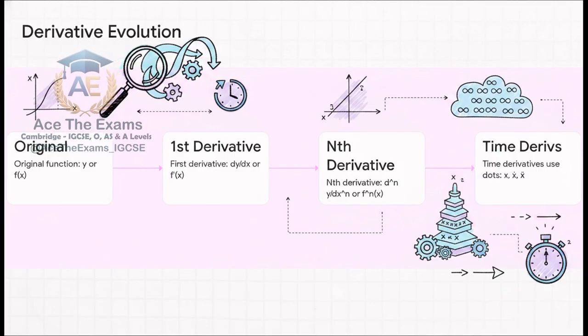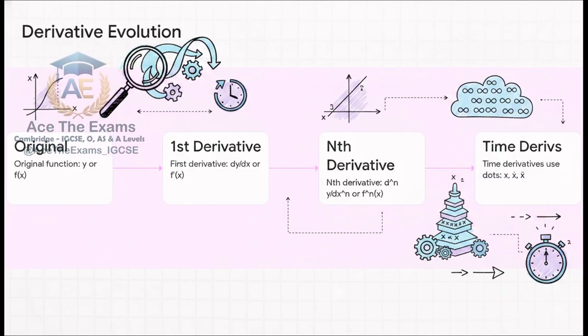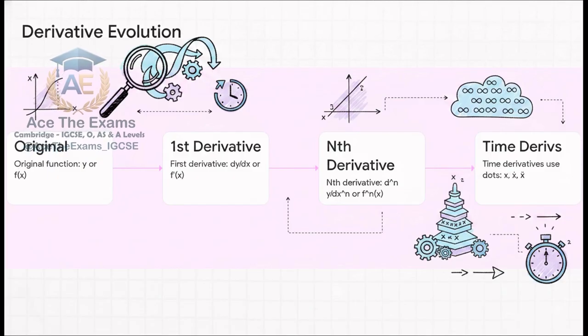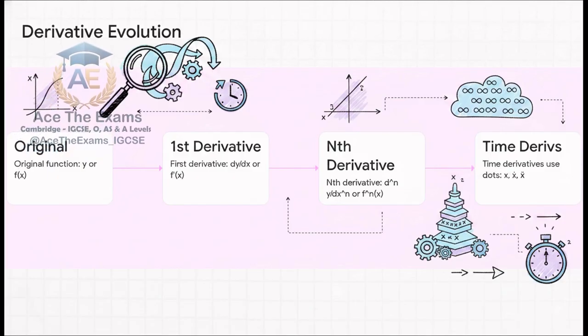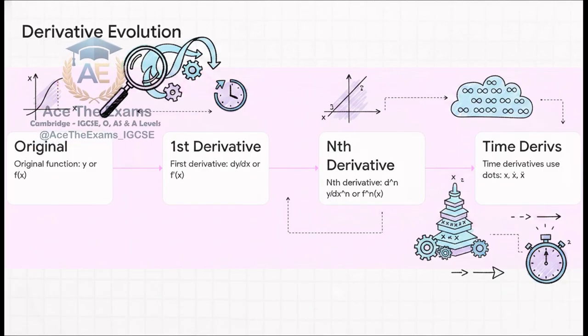If we want the nth derivative, like a second or third derivative, we use superscript n's written as d to the power of n y over dx to the power of n, or f double prime, triple prime, and so on. But watch closely at the bottom.